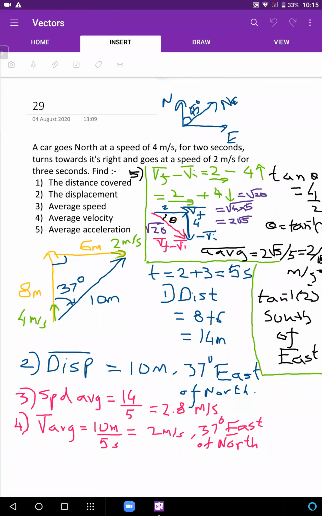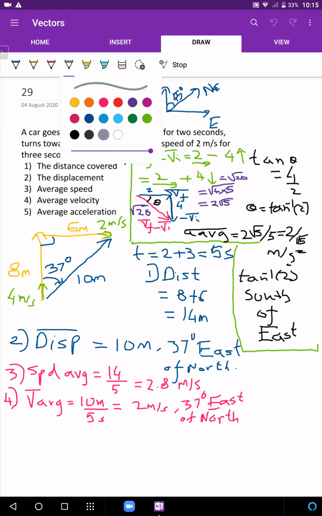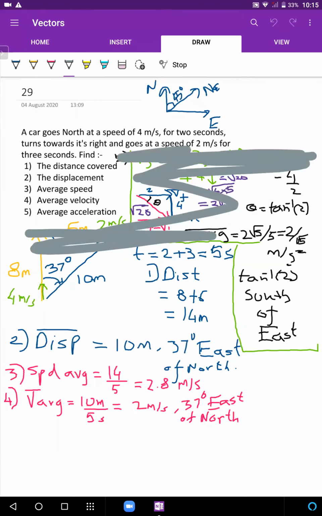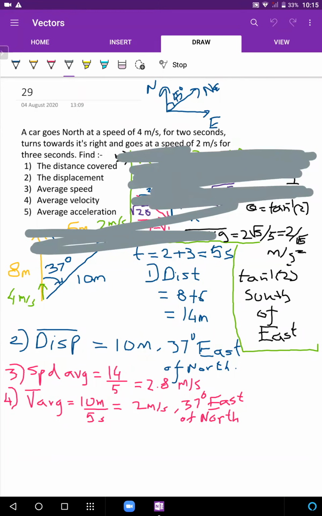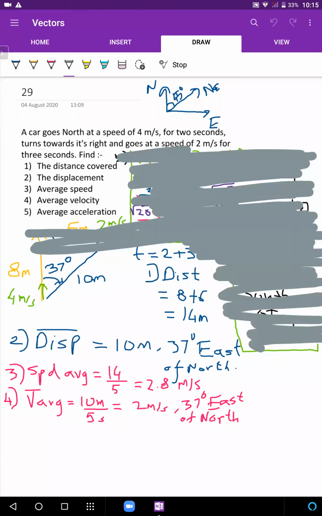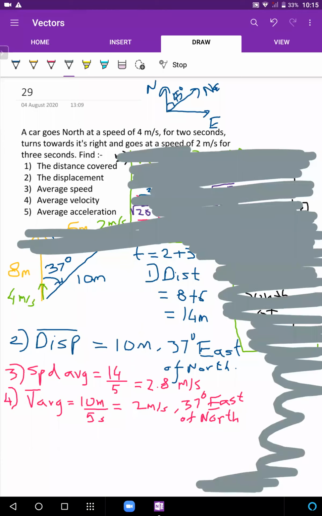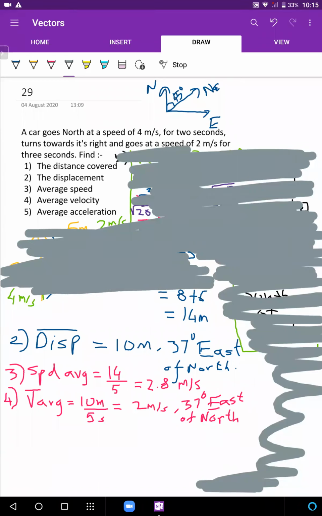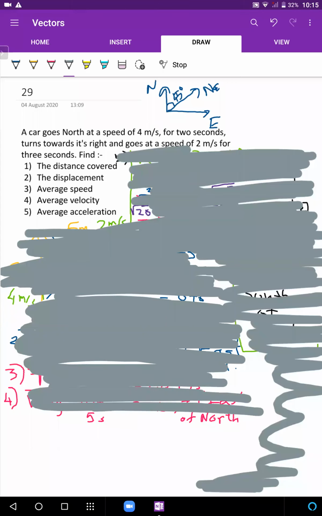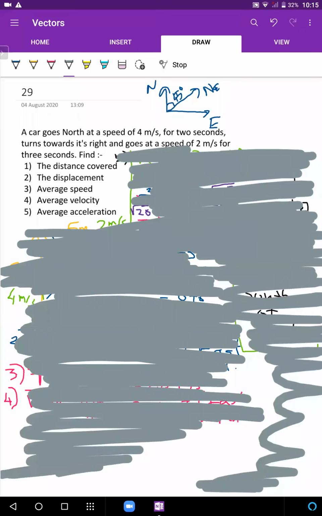All right. So just try to conceal this. So your question now is, a car goes north at a speed of 4 meters per second for 2 seconds. Sorry, a car goes north at a speed of 4 meters per second for 2 seconds. Then it turns towards its right and goes at a speed of 2 meters per second for 3 seconds. Okay, that's what's given. You have to now understand what is going on.